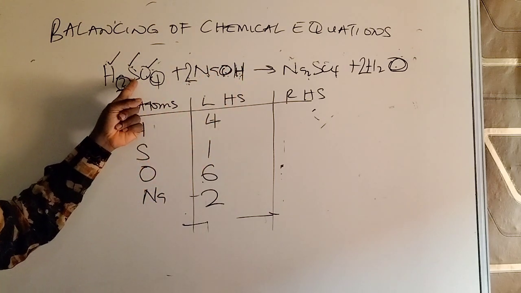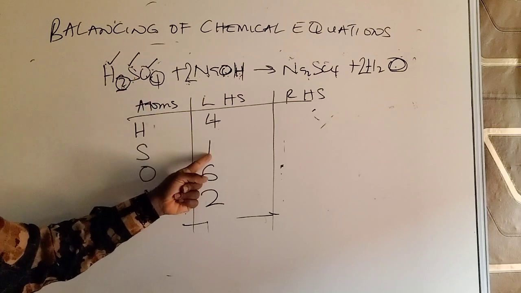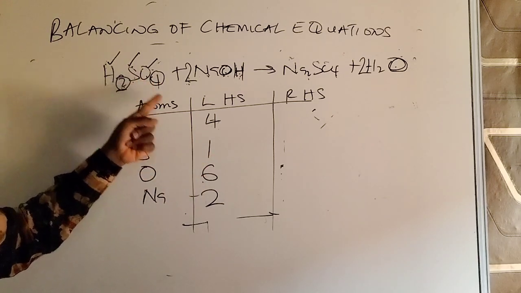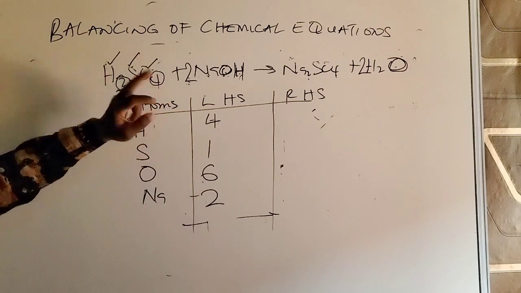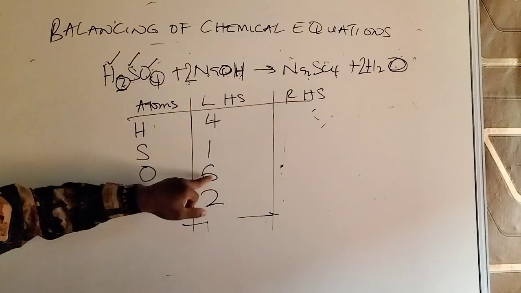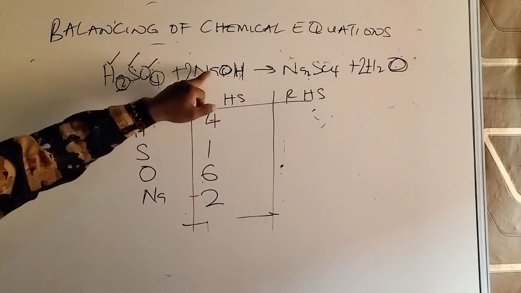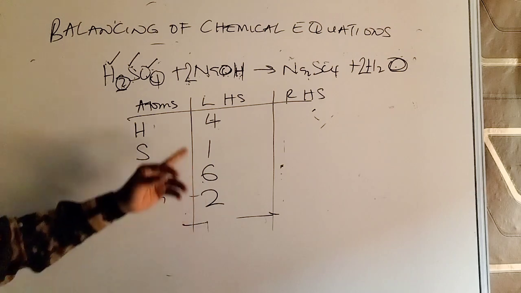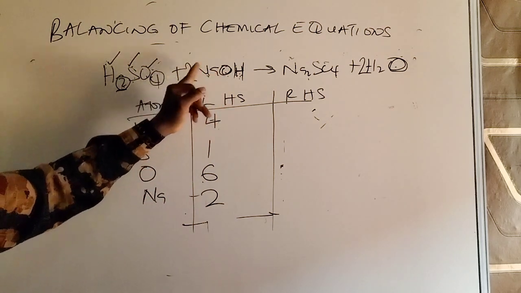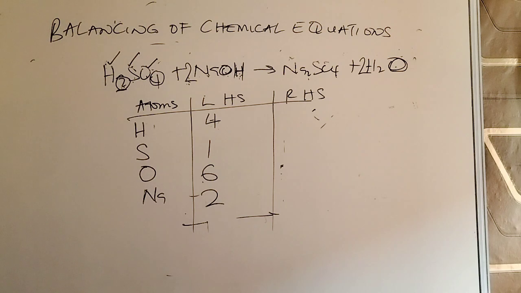Sulfur appeared only here, not in this compound. Sulfur is 1. There's no number close to sulfur. This 4 belongs to oxygen, not to sulfur. Sulfur is 1 atom. Oxygen is 4 here. Then 2 times 1 here is 2. Plus 4, 6. Sodium is 2 times 1, giving you 2. So what it means, there are 2 sodium atoms inside this compound, 2 oxygen atoms and 2 hydrogen atoms. So let's go to the other side.